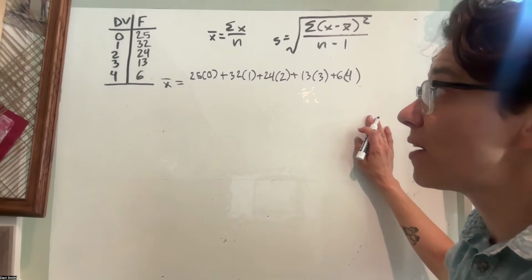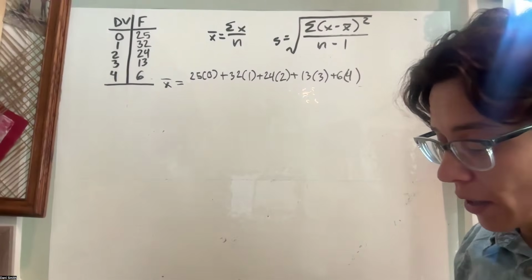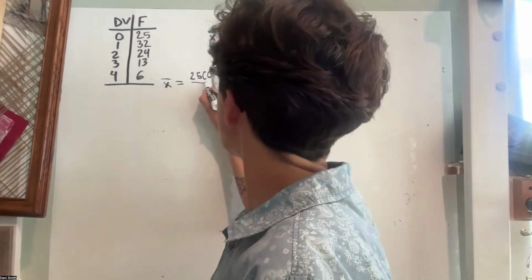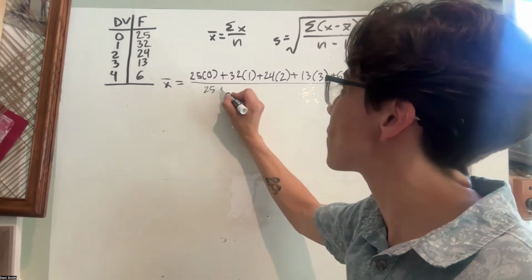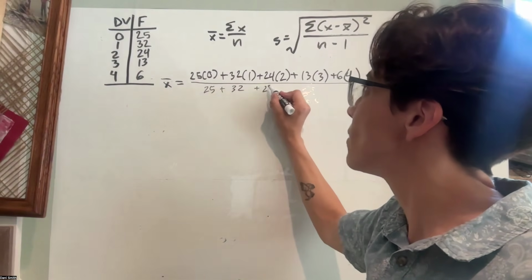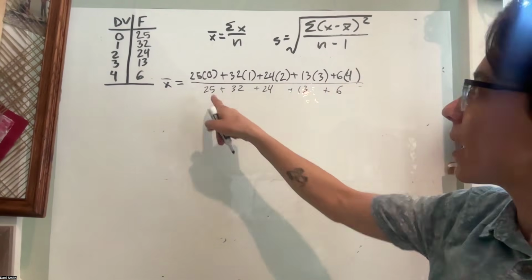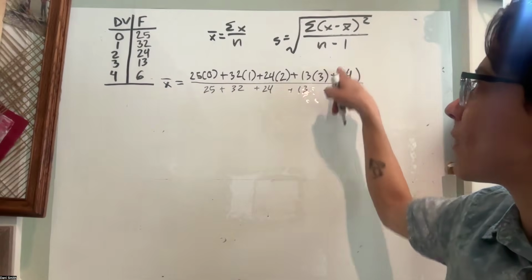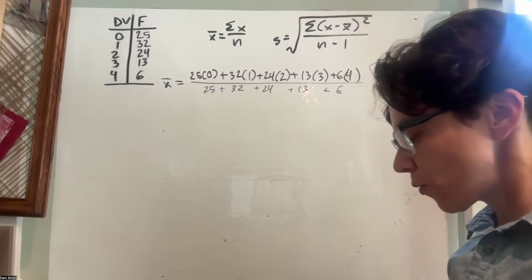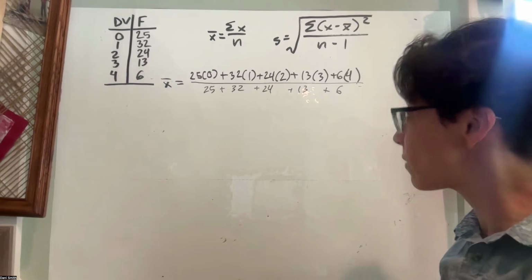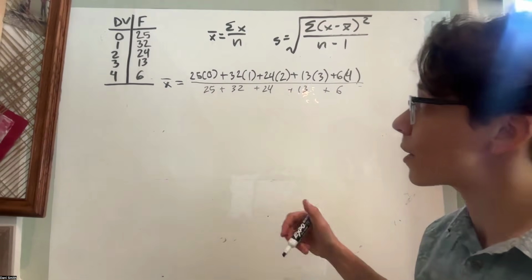In terms of how many data values, if we add this up, let me write it out. So n is the sum of f. So 25 plus 32 plus 24 plus 13 plus 6. If you write it out this way, you make sure that you're not skipping anything and you can see where it lines up with the frequencies above. So it's kind of a good idea. So 25 plus 32 plus 24 plus 13 plus 6, that gives me 100 on the bottom.